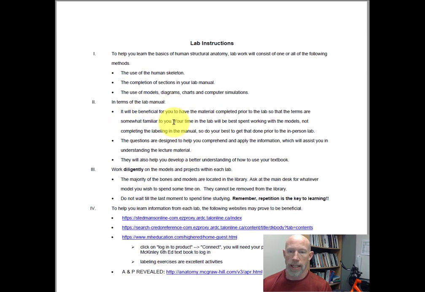So that gets to the next point here, that try to have that labeling for that next section as completed as possible, so that you can spend your time on things that are more specific to the lab. But of course, any questions or problems you have, you can bring to the lab as well.